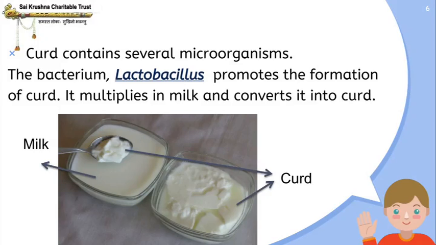Now how did this happen? This is because of the bacteria Lactobacillus. So important name students, Lactobacillus. It is a bacterium which is present in the curd. So when curd is added to milk, it helps converting the milk into curd. It multiplies in the milk and converts the milk into curd. This is how curd is prepared from milk.